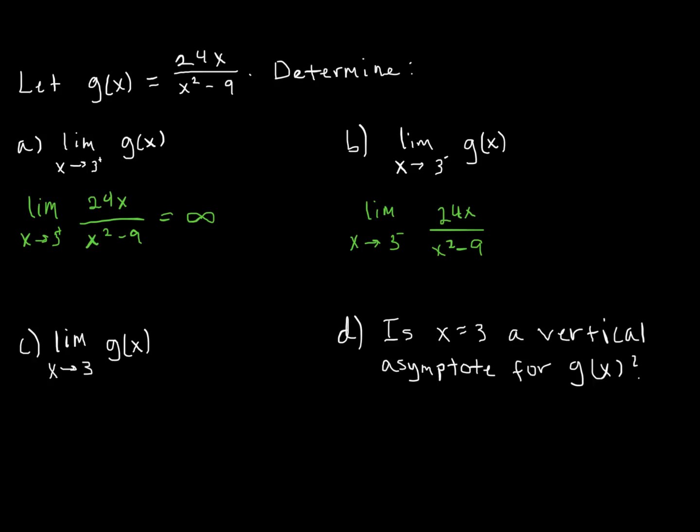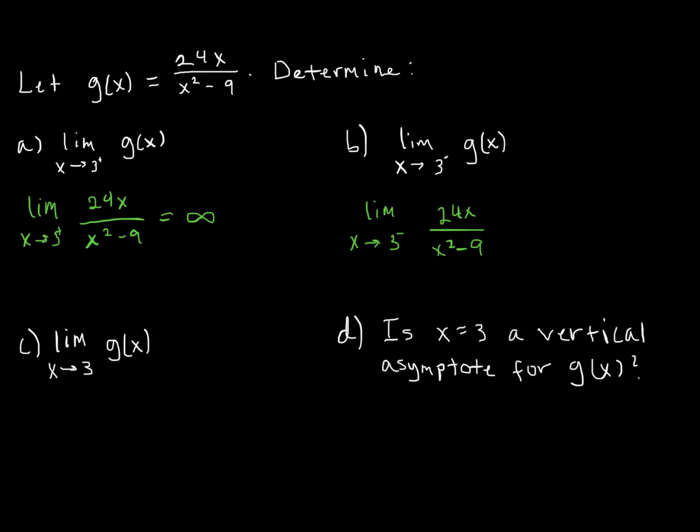So the numerator is the same. Again, we can actually plug in 3 into the numerator and see that it's approaching 72. And now let's consider values just to the left of 3 and think about what that will mean for our denominator. So imagine a value like 2.9, right? 2.9 squared is less than 3 squared. So this denominator is going to be negative.